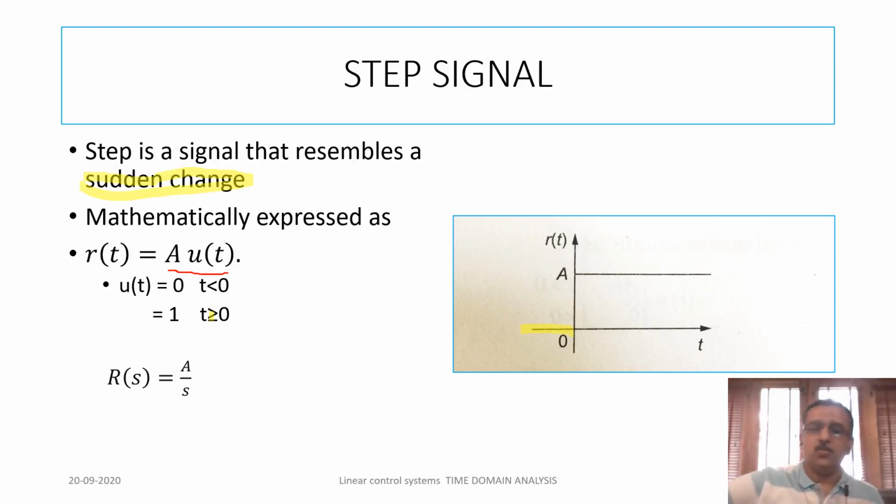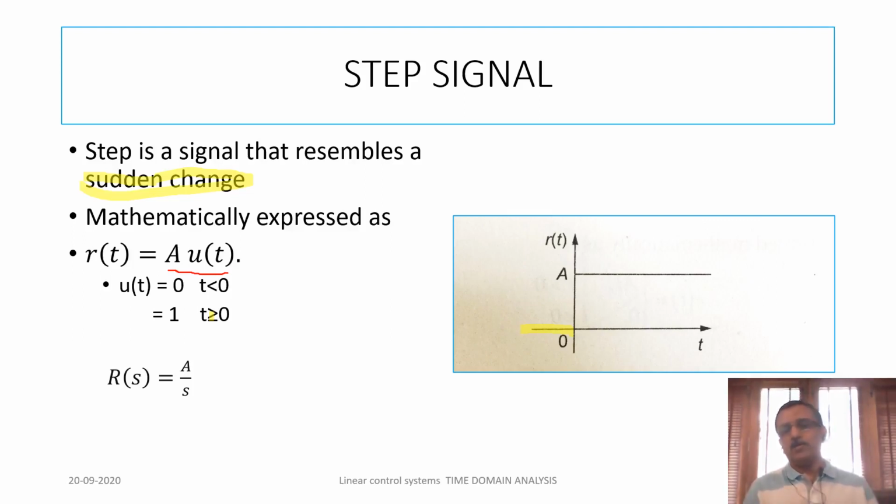So a sudden, you remember our switching on the gas stove, suddenly you are giving an input. So we want to know how things are. And when we learned Laplace transform, we have seen that R of S is A by S. So be very careful. R of S means a function of S. A by S, A is a constant, S is a complex variable, okay. You should revise your Laplace transform.